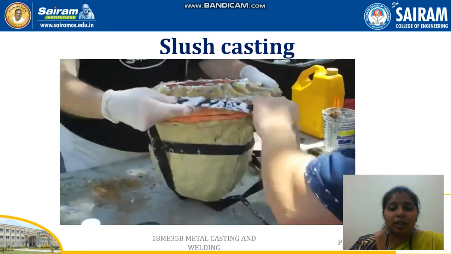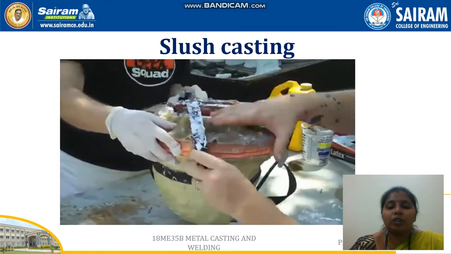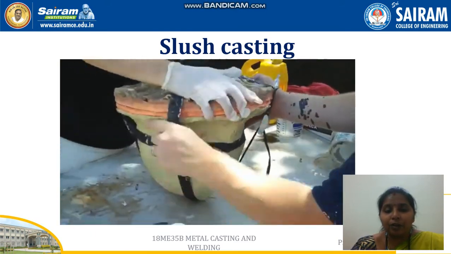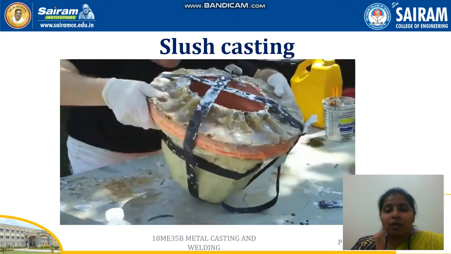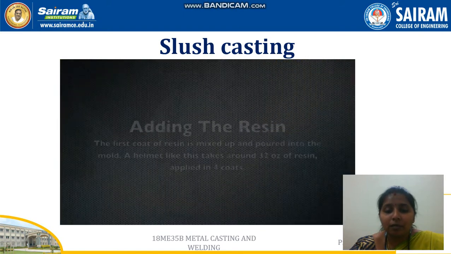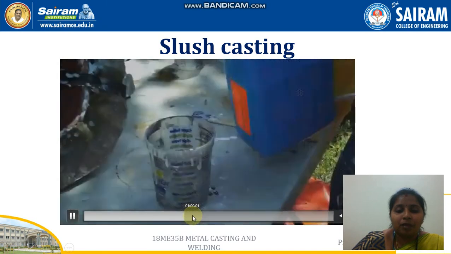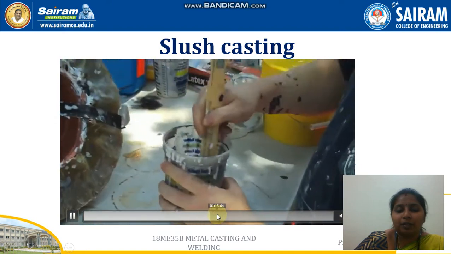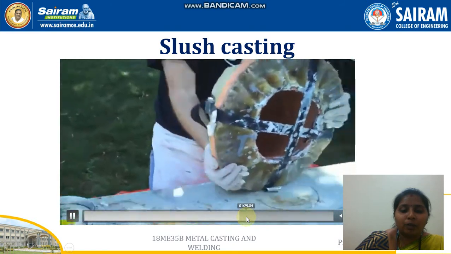The mold is tightened and the coating is made. Here they are pouring the material in a different way, giving the coating twice or thrice and rotating it so that it is uniformly applied on the wall of the cavity. They are adding the resin in four coatings so that they get a different thickness. One by one the coating is done. Once the coating is done, they are rotating the clown.